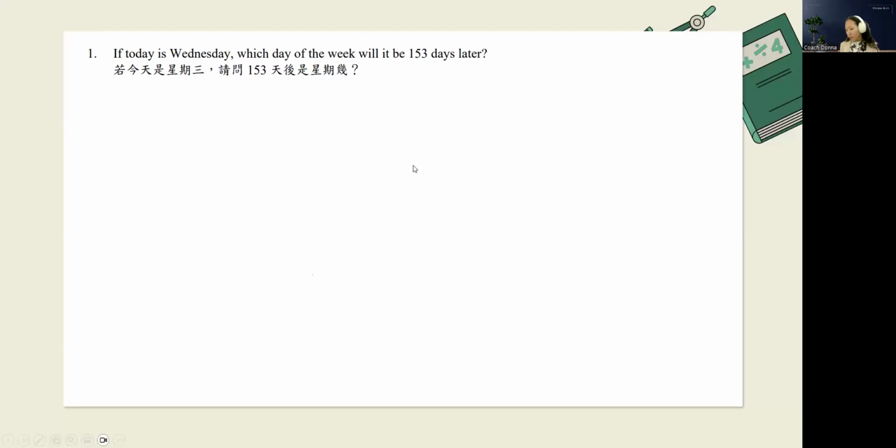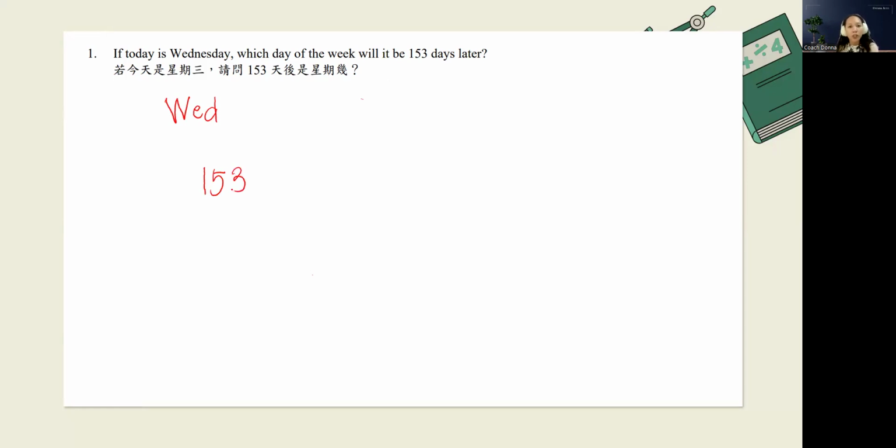Let's start. We have here problem 1. If today is Wednesday, which day of the week will it be 153 days later? For questions like this, days of the week problems, remember that in a week we have 7 days, and for every 7 days that pass, we will always go back to the same day. So if today is Wednesday, 7 days after, it's still Wednesday. So we just need to find out how many Wednesdays will happen.